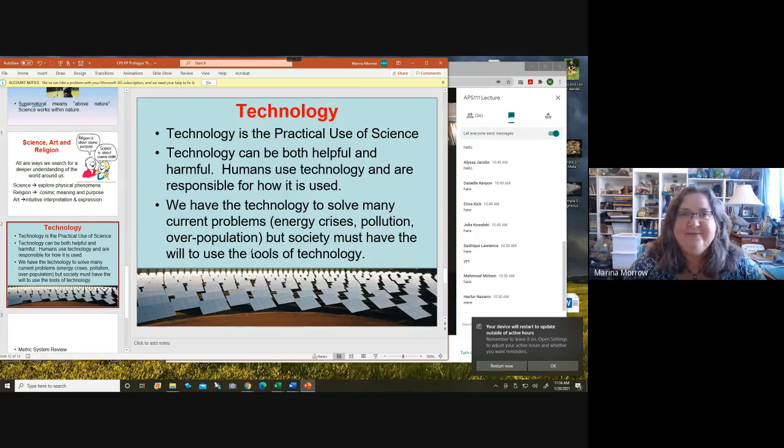Population: we know how to keep from having babies. So we have a lot of technology that can solve problems, but we have to have a society that is going to encourage and accept these changes. So giving up coal, taking your birth control pills, and educating people. The more education people get, usually the fewer children they end up having, because they have value as something other than just a baby machine. So society has to have the will to use the tools of technology.